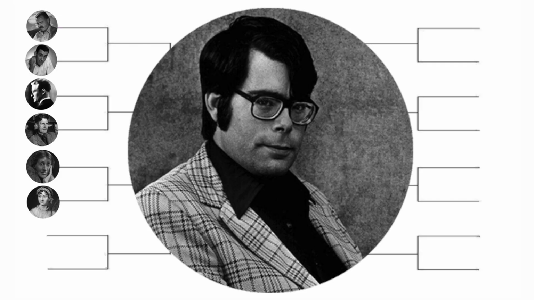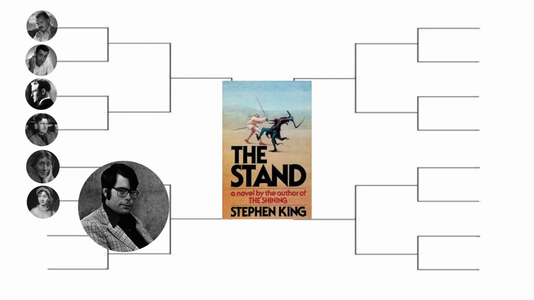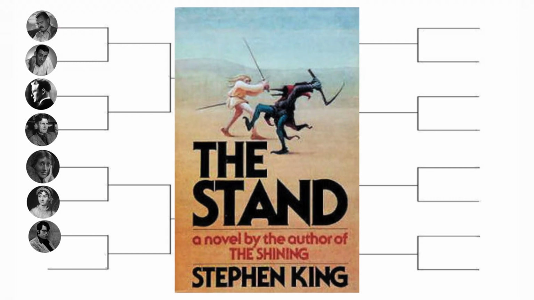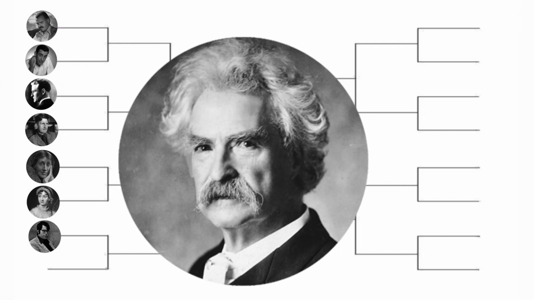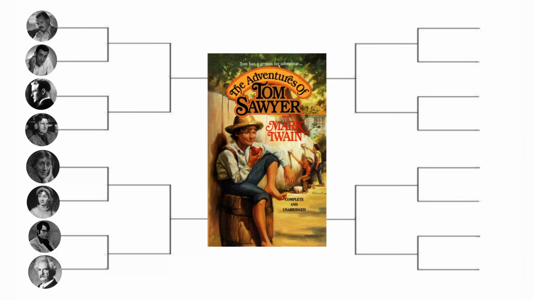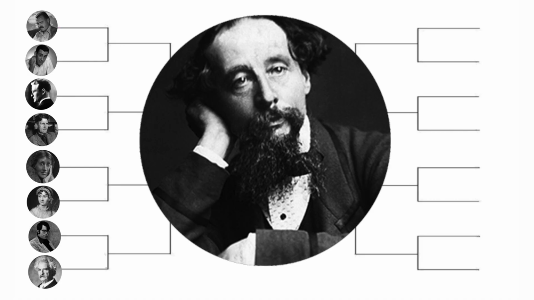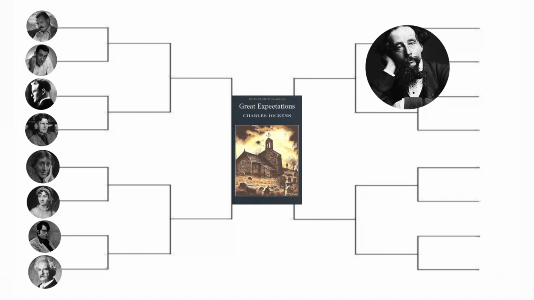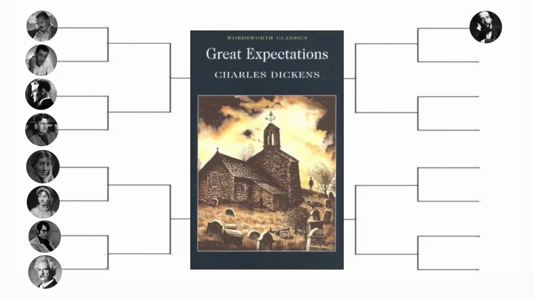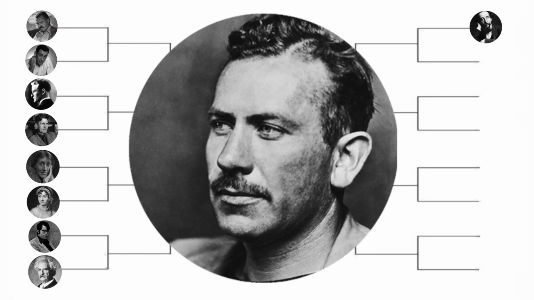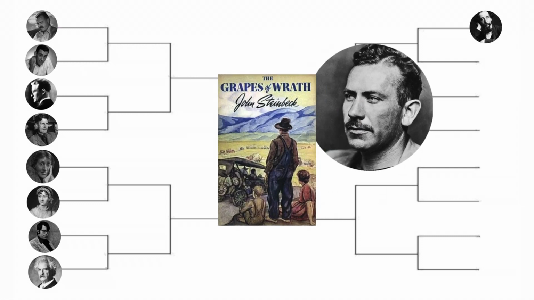Next up, we have the First Lady of the competition, Virginia Woolf, with Mrs. Dalloway. And she'll be against Jane Austen with Pride and Prejudice. Moving down this playoff bracket, we have Stephen King with The Stand. And he'll be up against Mark Twain with The Adventures of Tom Sawyer.